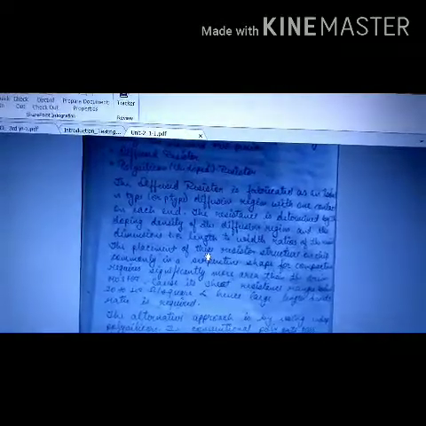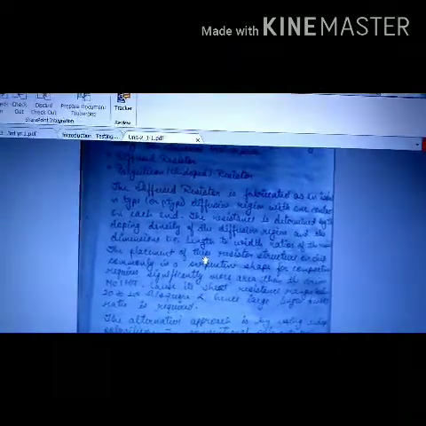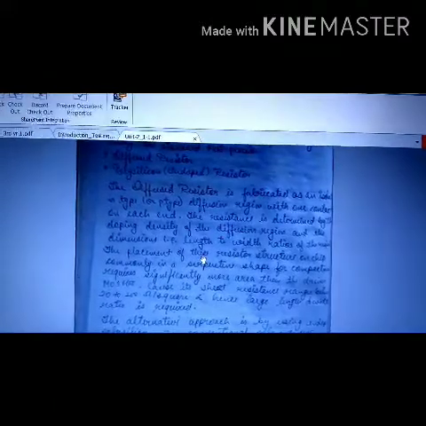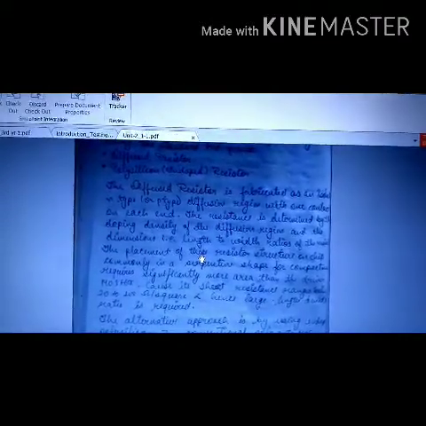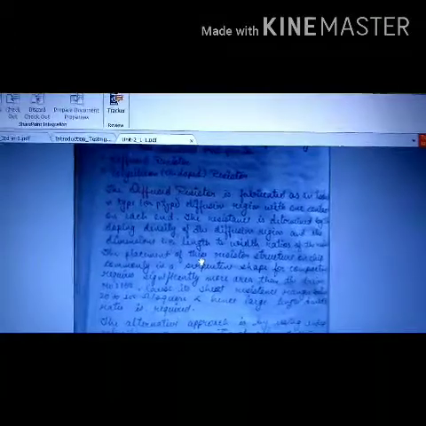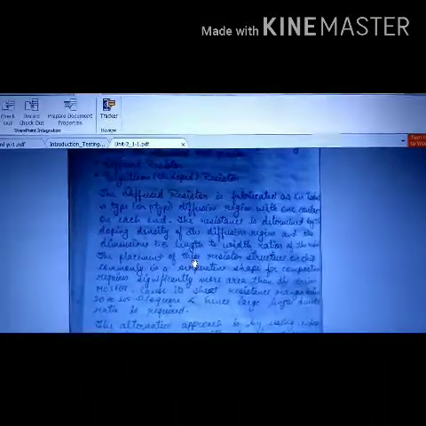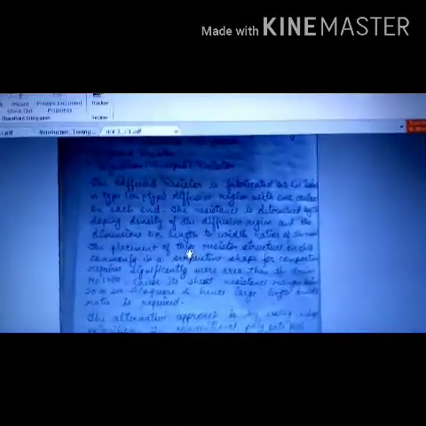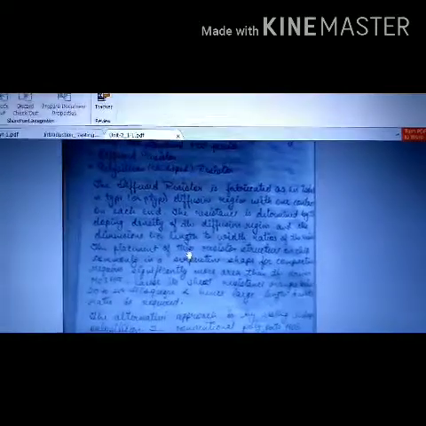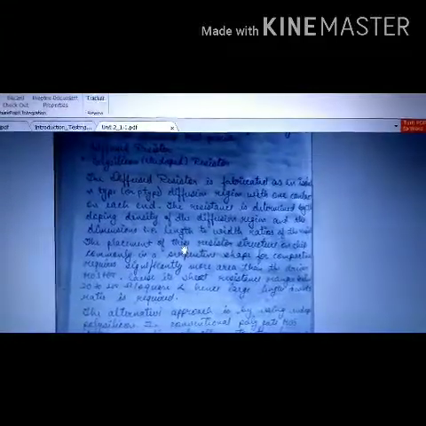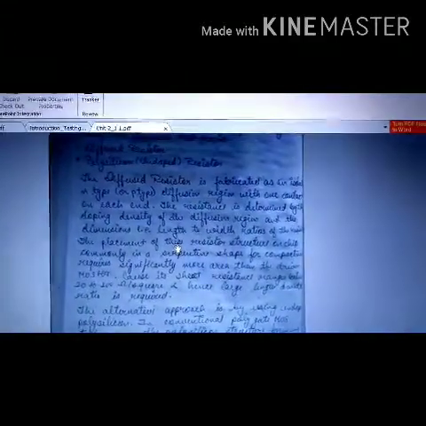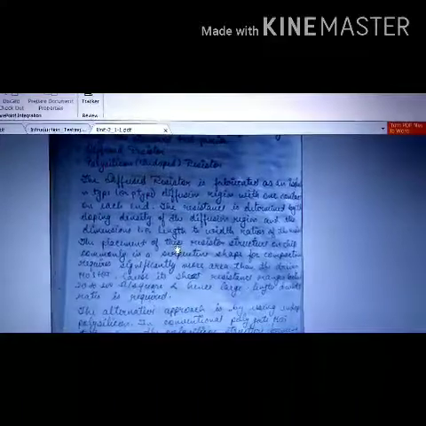The resistance is determined by the doping density of the diffusion region and the dimension, that is the length and width ratios of the resistor. So how much we have doped a particular type of impurity and the total length over which the resistor has been formed, these will dictate the resistive values of the resistor.